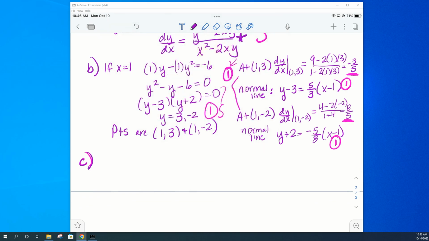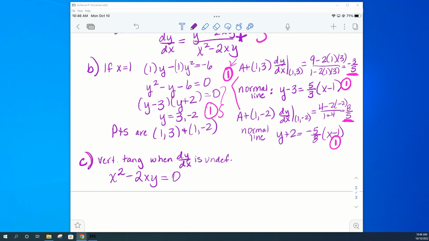Letter C says, find the x-coordinate of each point of the curve where the tangent line is vertical. Okay, so the tangent line is vertical when dy/dx is undefined. Now, I tend to write that. I don't think you will get points for it, but just to make sure you're with me, it is undefined. Well, when is dy/dx undefined? That's when the denominator equals 0.